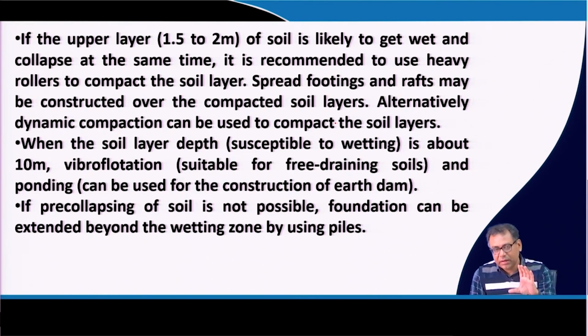Suppose the collapsible soil layer is at a shallow depth, or its thickness is small, then we can apply a heavy roller to compact this soil. As I mentioned, this soil has a very high void ratio. Now, if we compact this soil and reduce the void ratio, then we can minimize the collapse of the soil, or minimize this settlement.